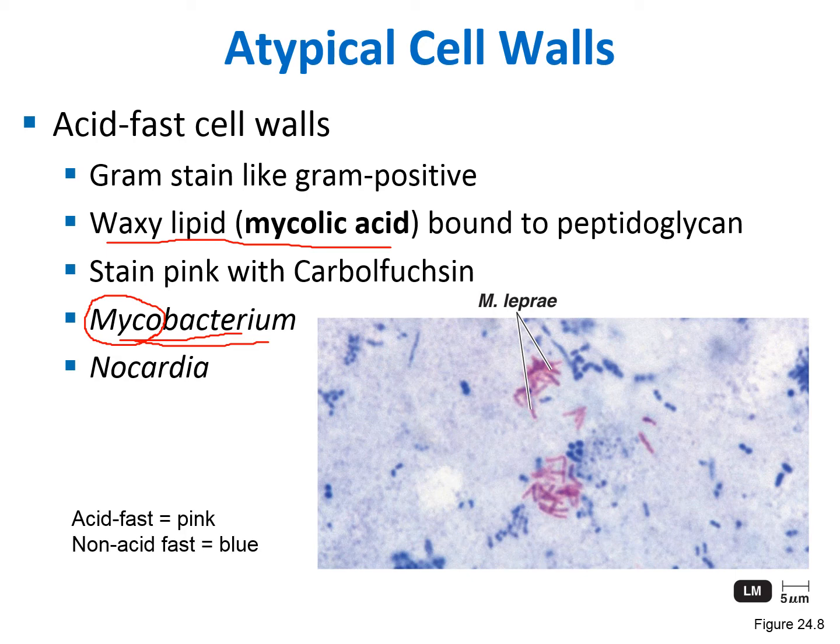Mycolic acid also makes it difficult to stain cells, so we usually have to use a stain like carbofuchsin that contains a chemical in it that has kind of a lipid base so that it can actually help the stain to penetrate that mycolic acid layer. Cells that have mycolic acid, like these M. leprae cells here, that's Mycobacterium leprae, by the way, stain pink because of the carbofuchsin. They actually wind up retaining that in the mycolic acid. And then cells that don't have mycolic acid, like these Staph aureus cells here, they'll stain blue. We call cells that do have mycolic acid acid-fast, and cells that don't have mycolic acid non-acid-fast.